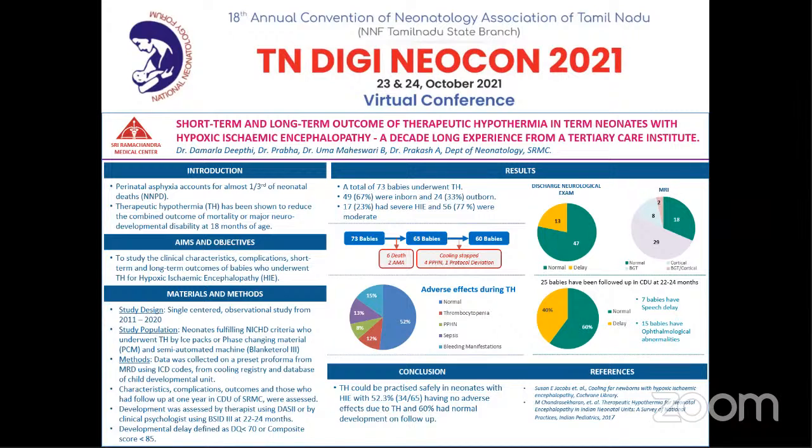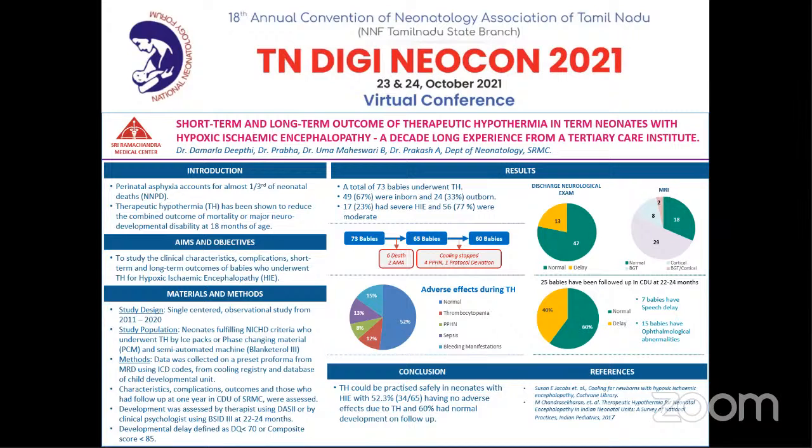Coming to the introduction, perinatal asphyxia accounts for almost 1/3 of neonatal deaths according to NNPD data. Therapeutic hypothermia has been shown to reduce the combined outcome of mortality and major neurodevelopmental disability at 18 months of age, according to Cochrane evidence. The aims and objectives of this study are to study the clinical characteristics, complications, short-term and long-term outcomes of babies who underwent therapeutic hypothermia for HIE.